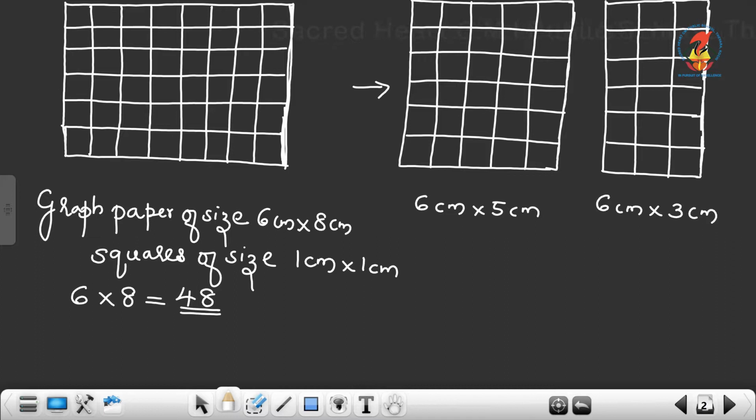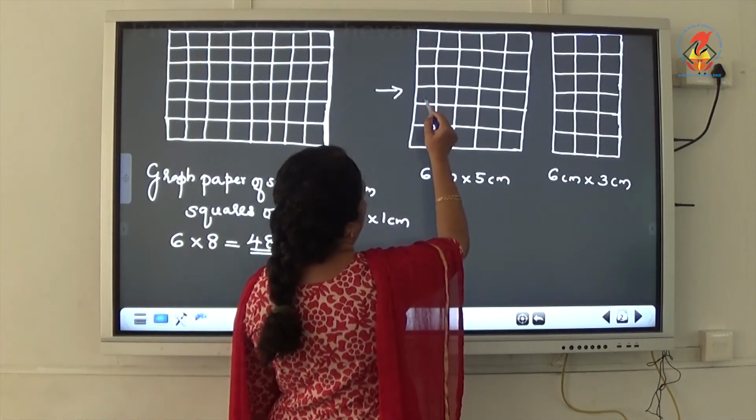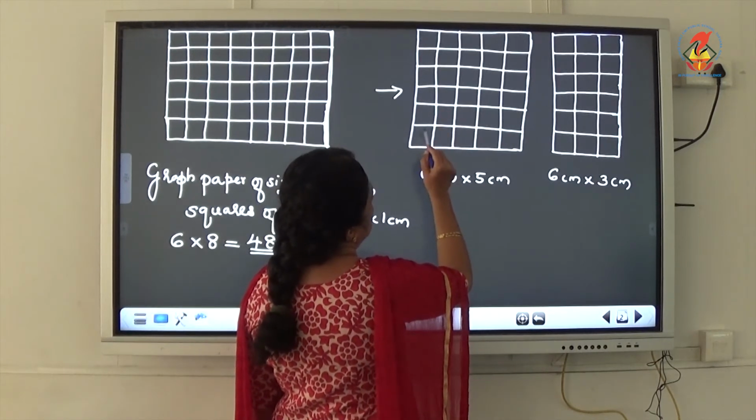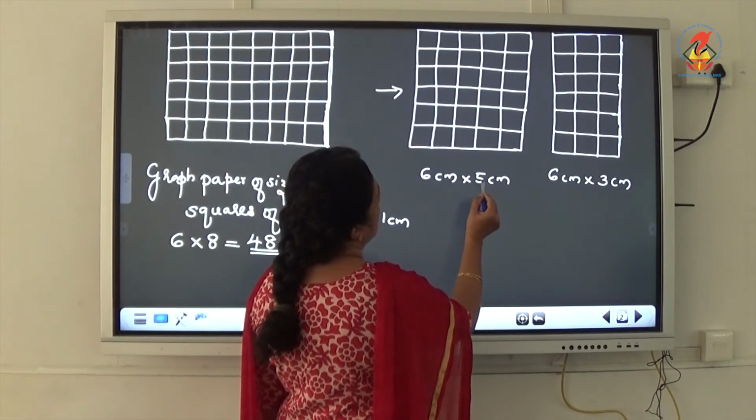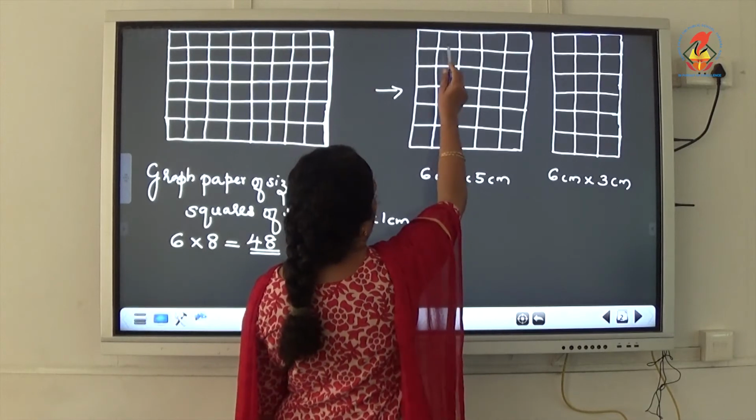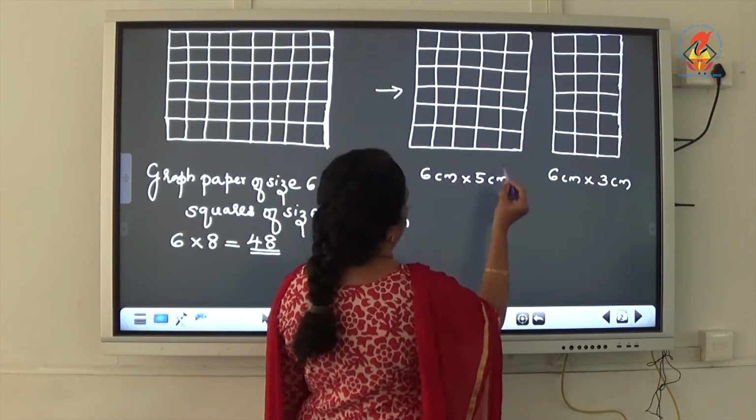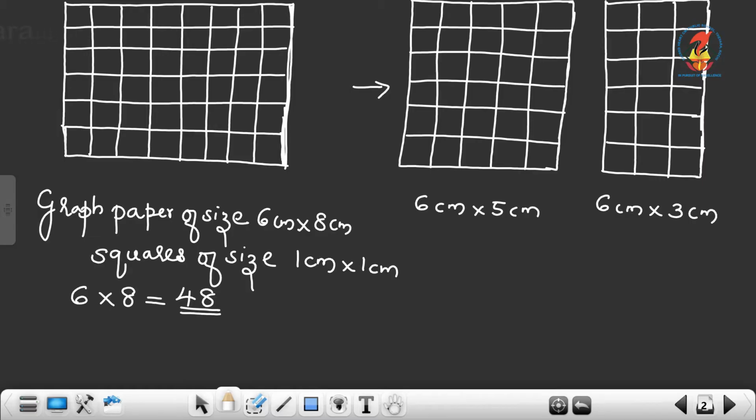Now come to the pieces. Now take the first piece. How many squares are there? Here also we can see 6 rows: 1, 2, 3, 4, 5, 6. And in each row you can see 5 unit squares: 1, 2, 3, 4, 5. So the number of squares will be equal to 6 into 5. What is 6 into 5? 6 into 5 is equal to 30.